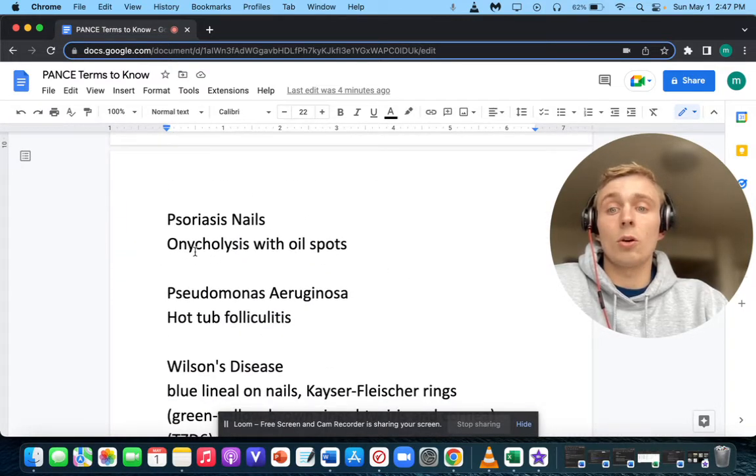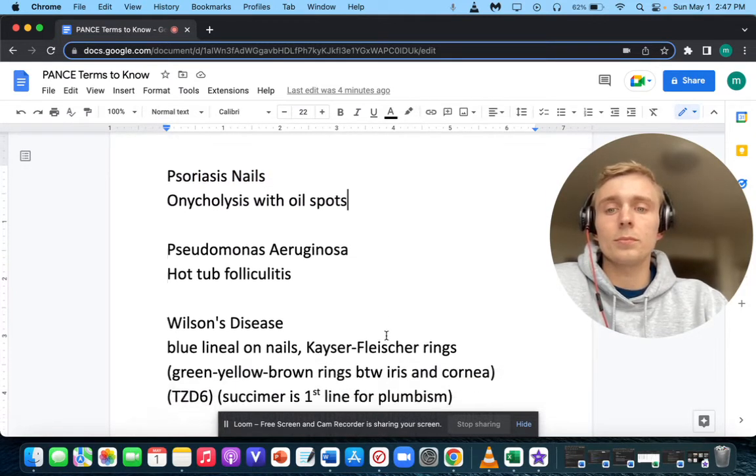If I say onycholysis with oil spots, so onycholysis with oil spots, you want to think of psoriatic nails. So those are the psoriatic nails. So the findings in psoriasis will be onycholysis with oil spots on the nails.